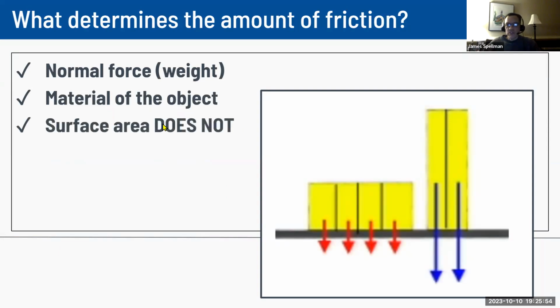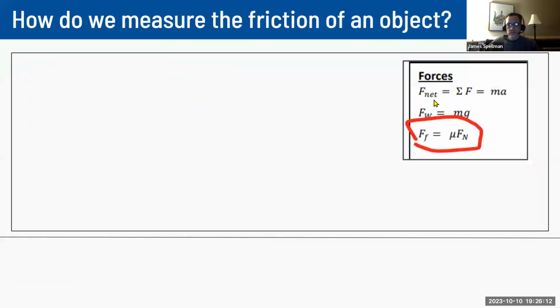Sometimes people think the surface area kind of determines the amount of friction, but that's really not the case. It's more the weight pushing down. So both of these objects in this diagram would have the same weight. And so even though the one on the left has more surface area touching, it's not going to be harder to move or easier to move. So it's really just the weight of the object and the material itself.